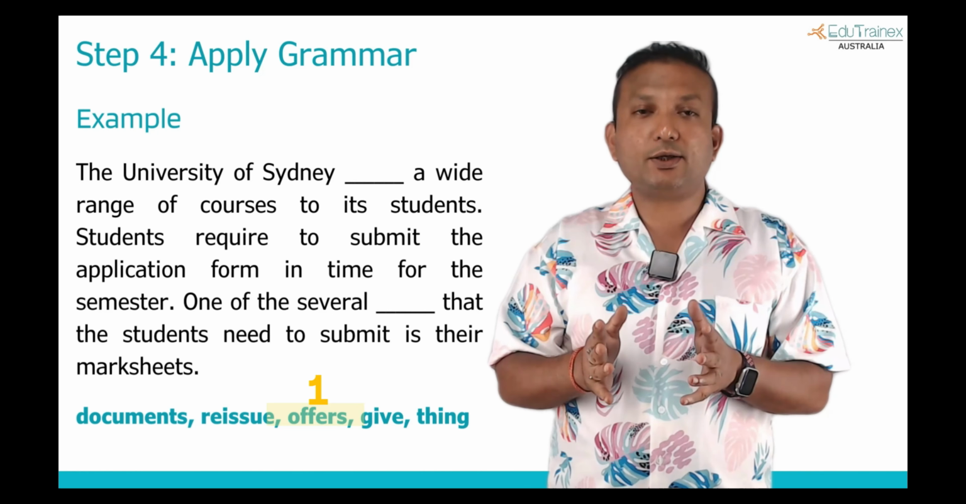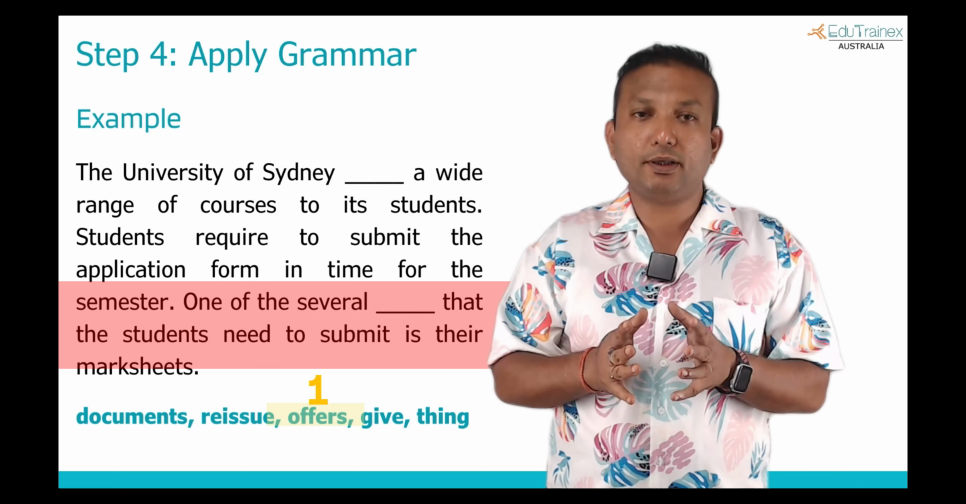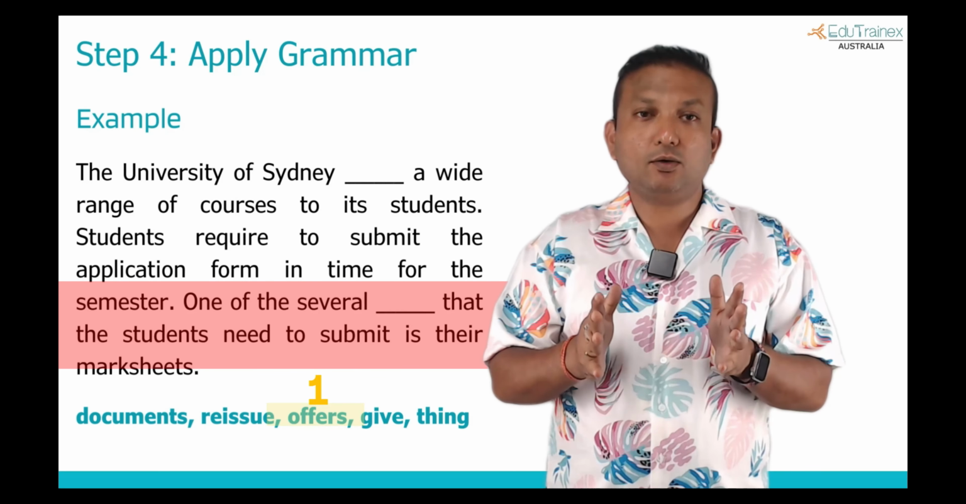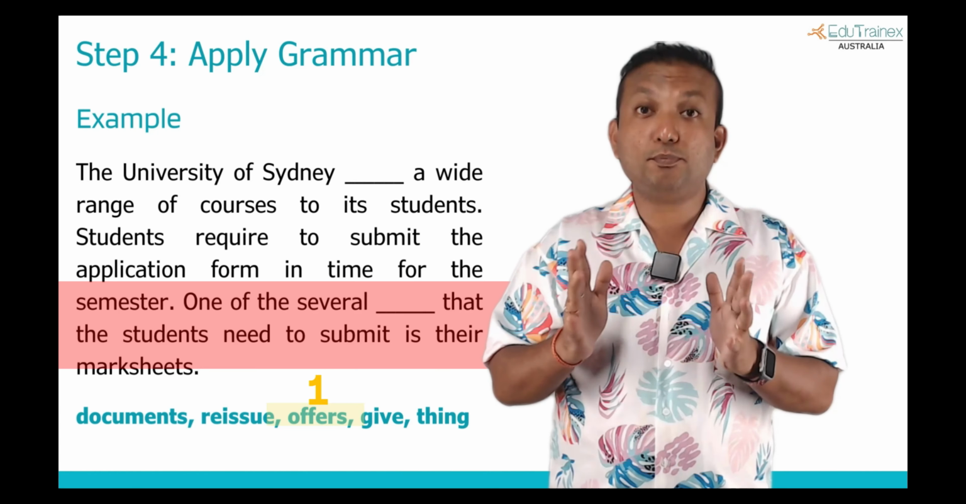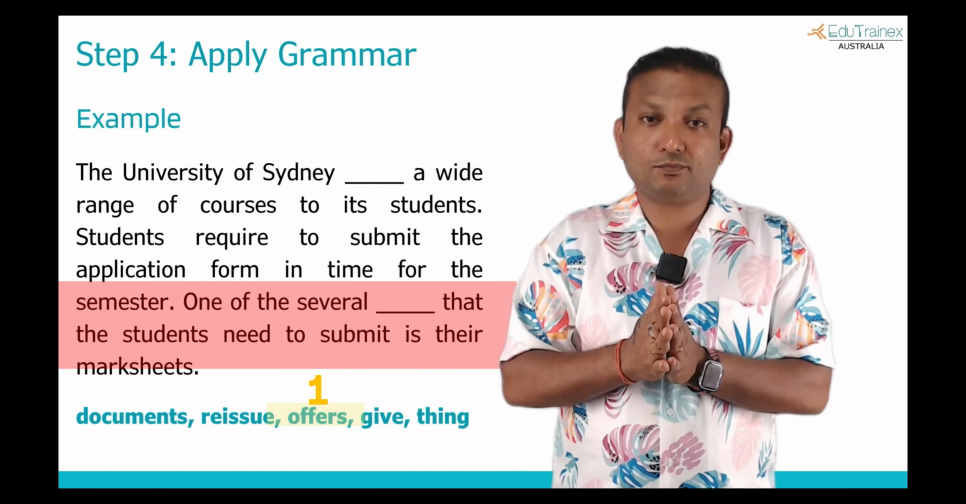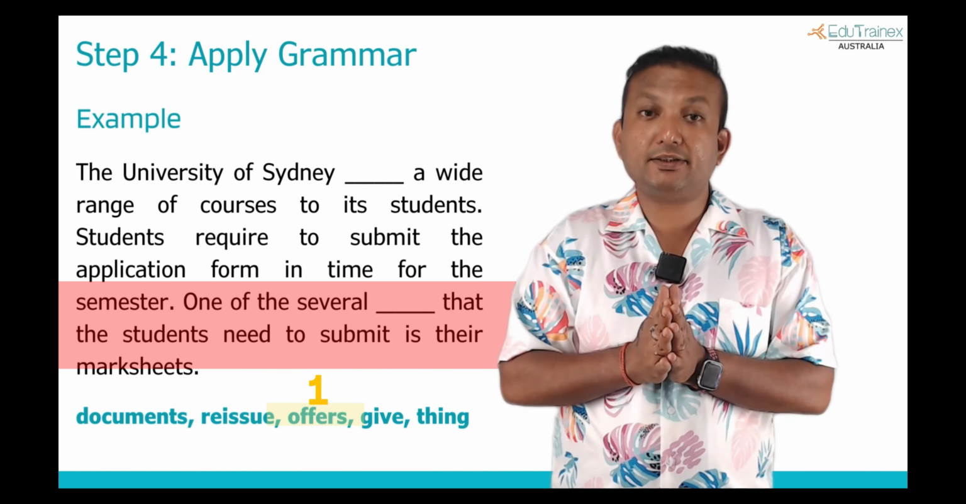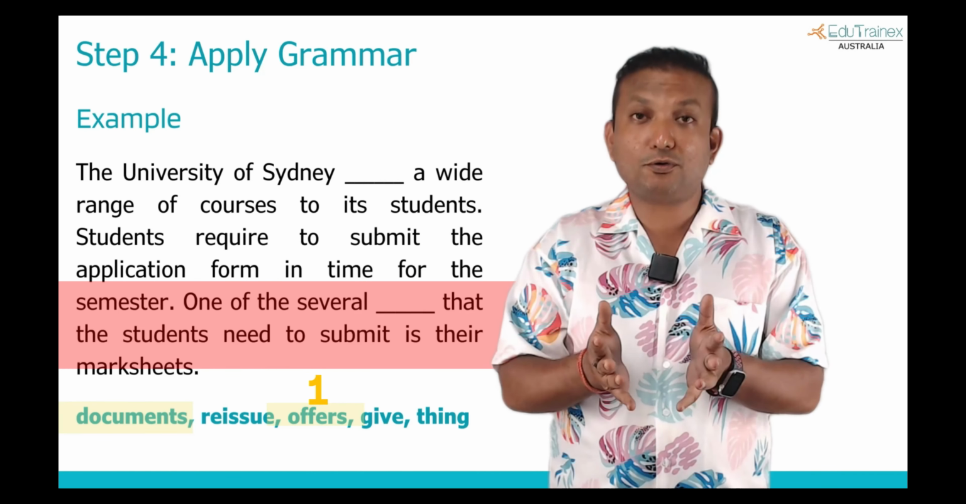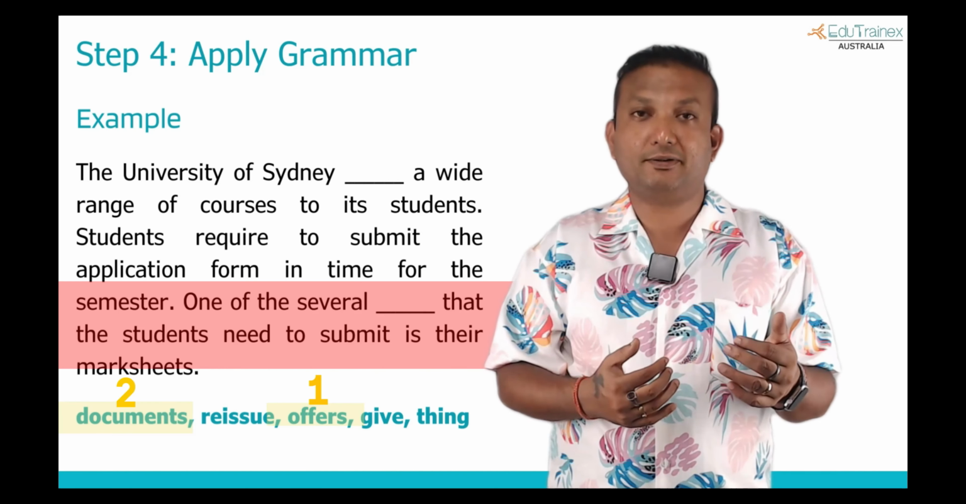Next one. Students required to submit the application form in time for the semester. Okay, no blanks there. One of the several dash that the students need to submit is their mark sheets. One of the several dash, several. Any clues given here? Many. Several is plural. So again, with the plural, one of the several dash that the students need to submit is their mark sheet. Now, does mark sheet sound like documents to you? So of course, one of the several documents.